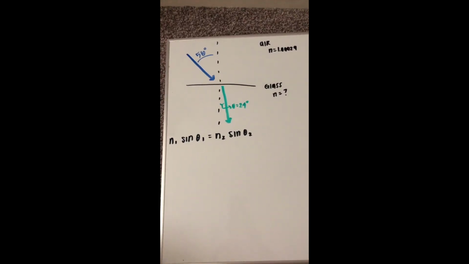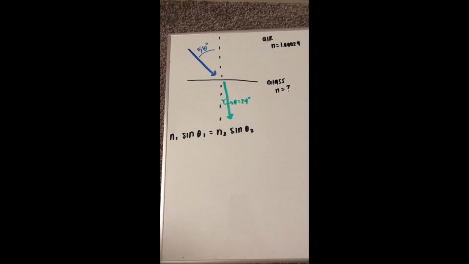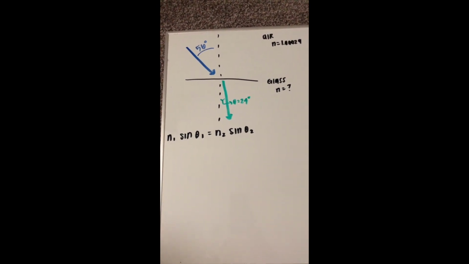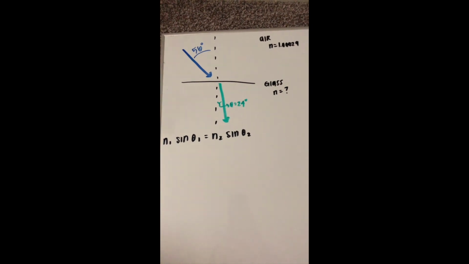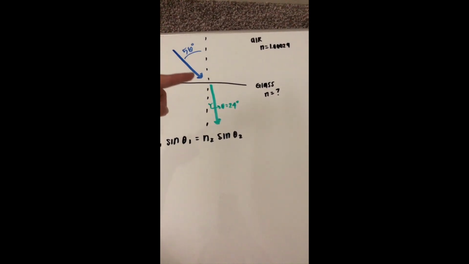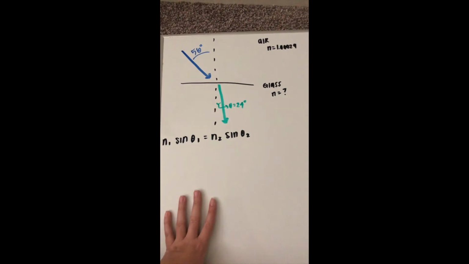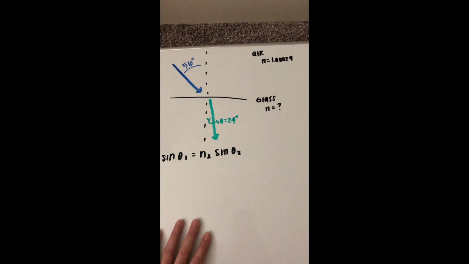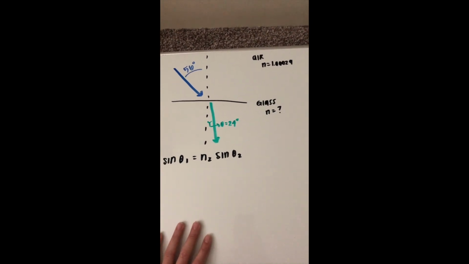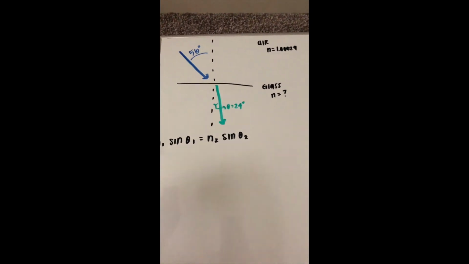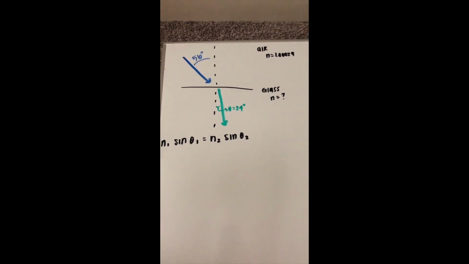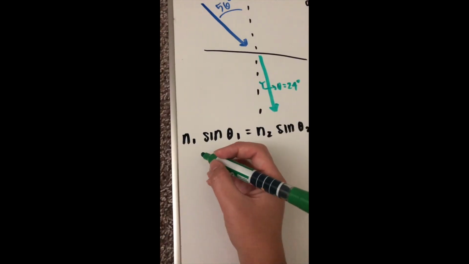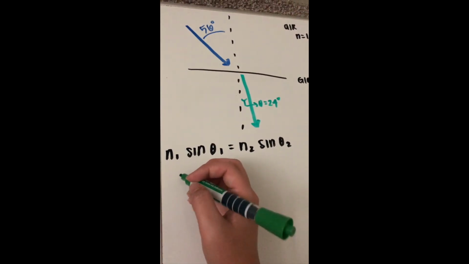So this example is a bit different than the last one because we are going to be solving for the index of refraction of glass. In this case, we are given both the angle of incidence and the angle of refraction, and we are also given the index of refraction of air, which is 1.00029. And so using Snell's law once again, we can solve for N2, which is the index of refraction of glass. So like we did the first time, we're just going to plug in our values.